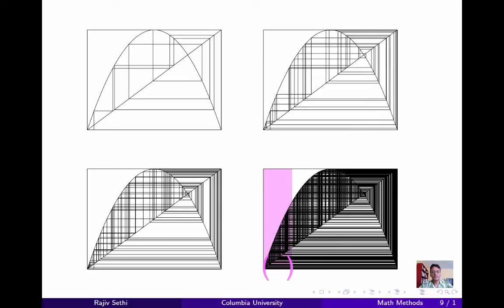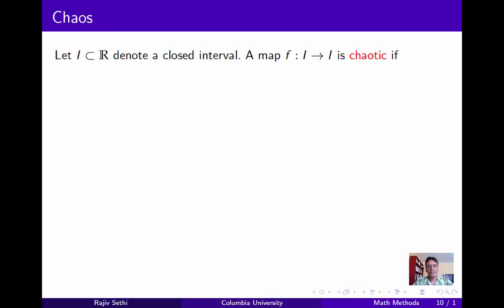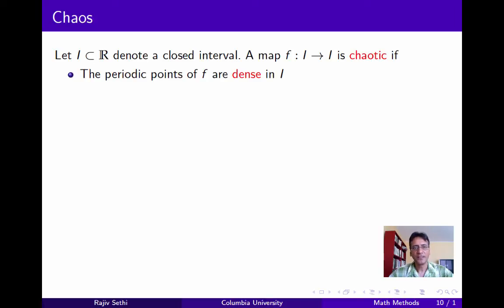So how can we express this idea a bit more formally? We'll do this as follows. Let I denote a closed interval in the set of real numbers. We say that a self-map f on I is chaotic if it satisfies 3 conditions. First, if the periodic points of f are dense in I. Now recall that a subset S of I is dense if every point of I is either contained in S or is a limit point of S.